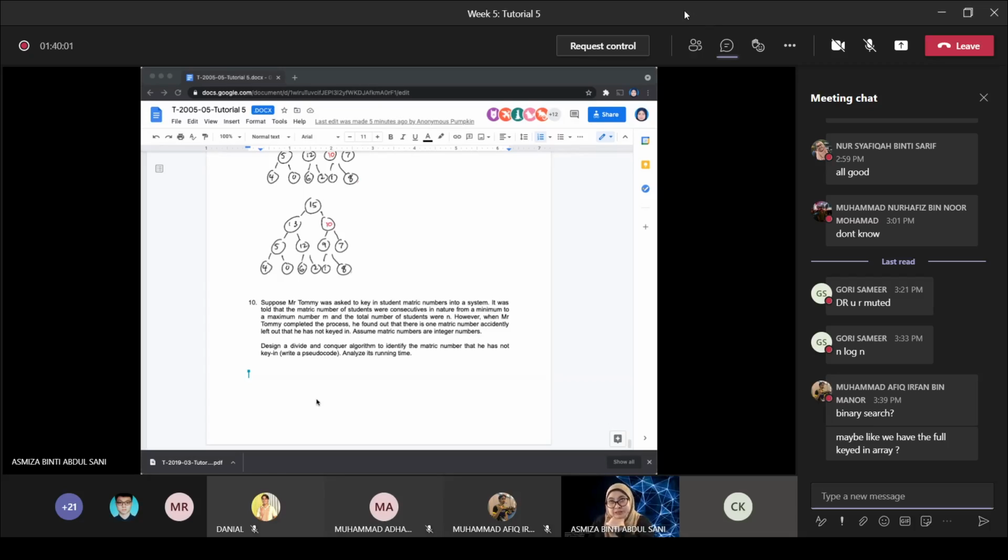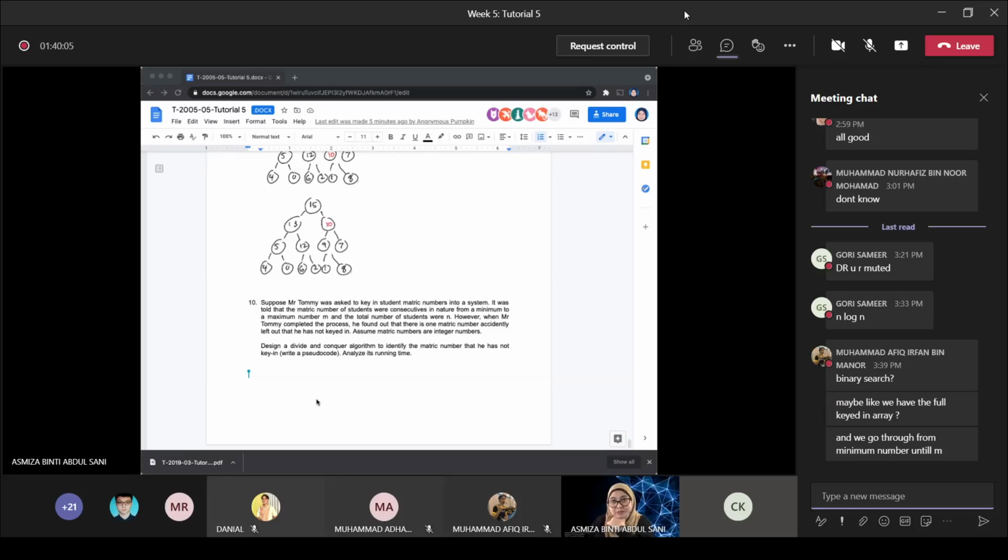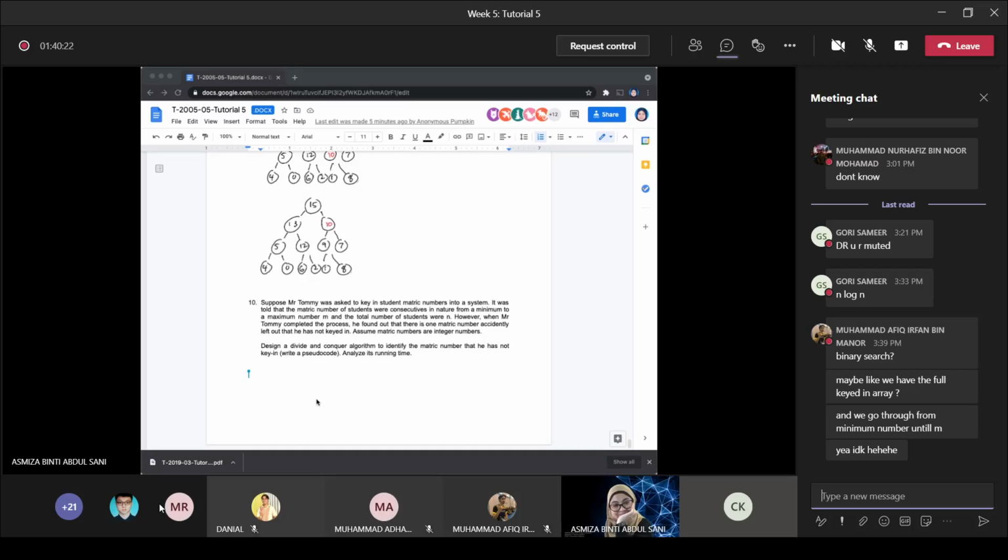Yeah, and then after that, what are you going to do? So let's say you have one array with the one that is missing, and then you compare between the two arrays. Is that how you would do it? Yes, it is possible, provided that the array is sorted and you have another array for comparison. So what is the running time complexity for that one? It is possible, but is that the most ideal running time complexity?